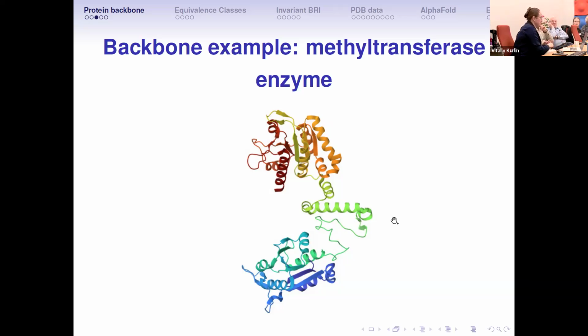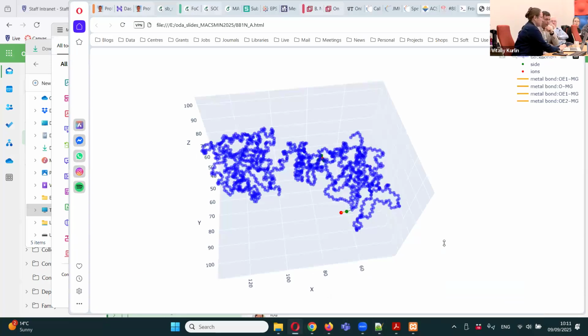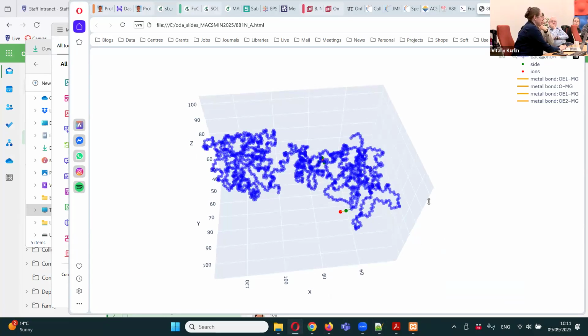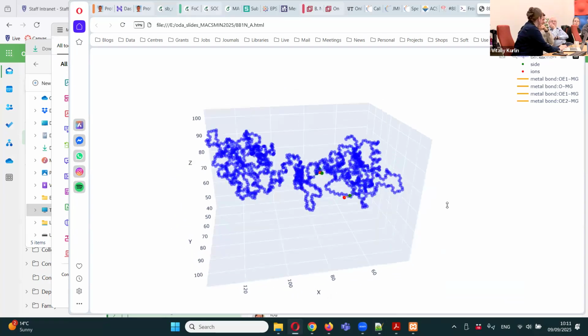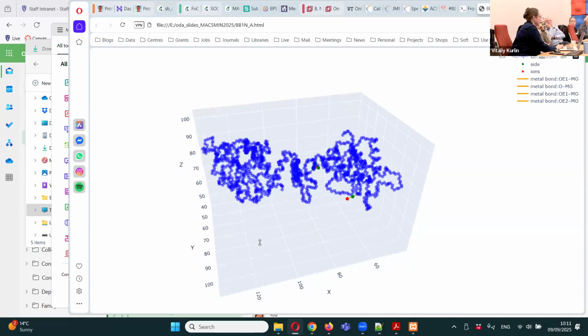I just wanted to demonstrate how in practice this backbone could look. So I will try to switch from this window into another window. Here is exactly the same, believe it or not, chain that was in the previous picture, but that's how it looks in practice if we just connect all the coordinates in here. So, can you see any helices?